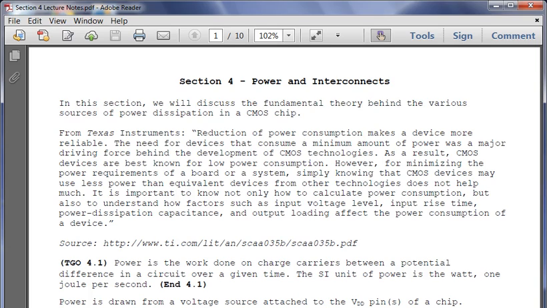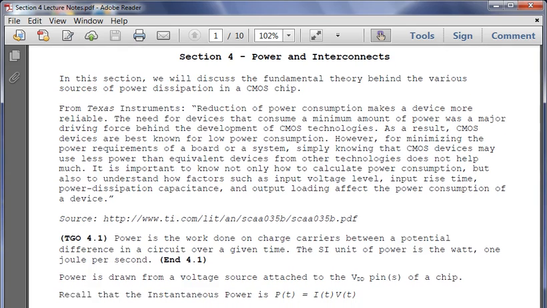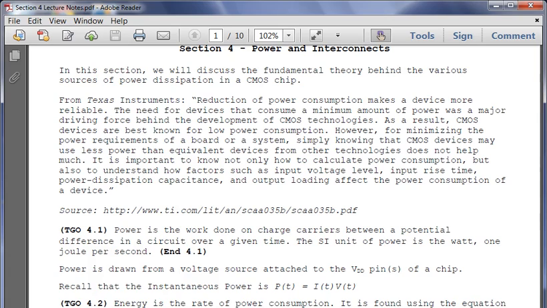We're going to start talking about power consumption in circuits until we get to the exam. In this section, we'll discuss the fundamental theory behind various sources of power dissipation in a CMOS chip. I wanted to read you a little write-up from Texas Instruments. Reduction of power consumption makes a device more reliable. The need for devices that consume a minimum amount of power was a major driving force behind the development of CMOS technologies. As a result, CMOS devices are best known for low power consumption.